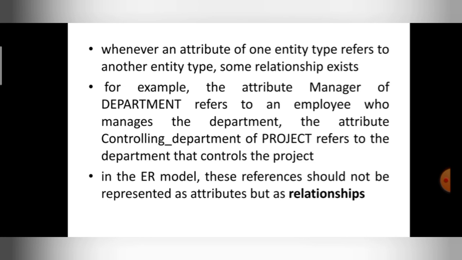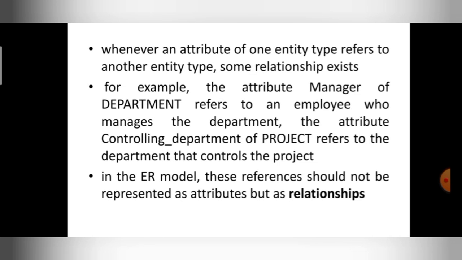In the same way, an employee can work for the project. Here employee and project are dependent. So a project and employee can be related to each other. A relationship exists. Hope you are understanding, guys. So this type of relationship should be represented in an ER diagram. I can't include this relationship as attributes. Remember that.